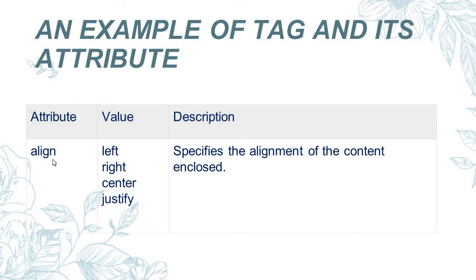For example, attribute align. It has values left, right, center, justify. Left, right, center. You know what is justify? Left means coming from here. Right, here. Center, in center. And what is the meaning of justify? If you see your book, it has both margins, left and right, in one line. Very systematic line. This is justify.